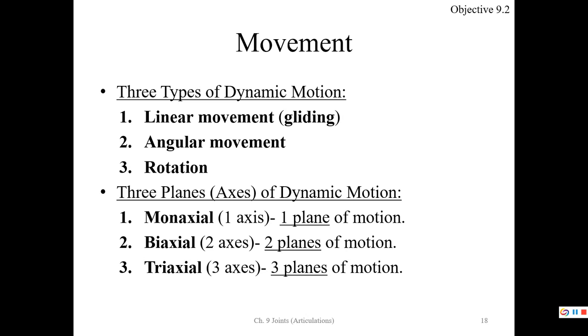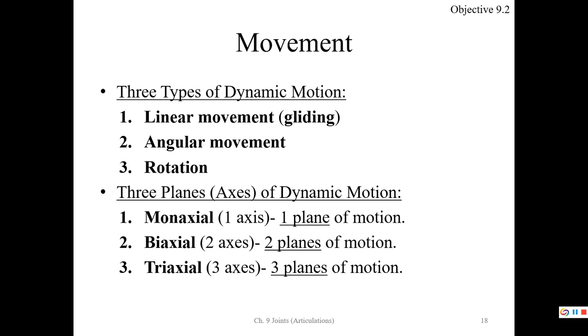Now, basically, we have three planes, three axes, X, Y, and Z. If you have one plane of motion, we call this monaxial motion. If we have two planes of motion, then it moves in two axes.